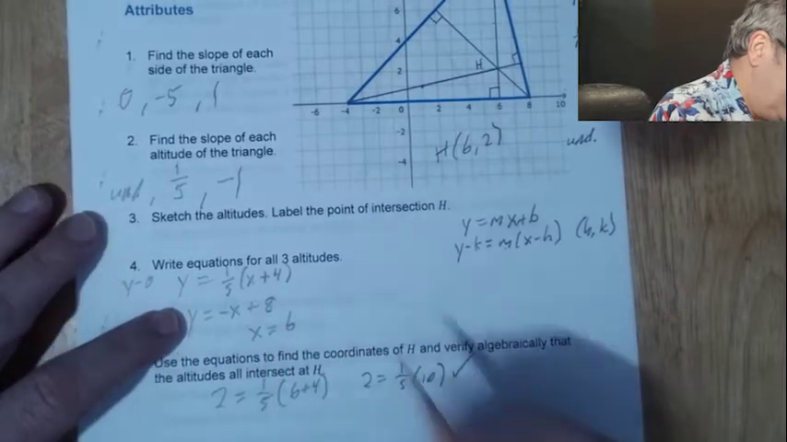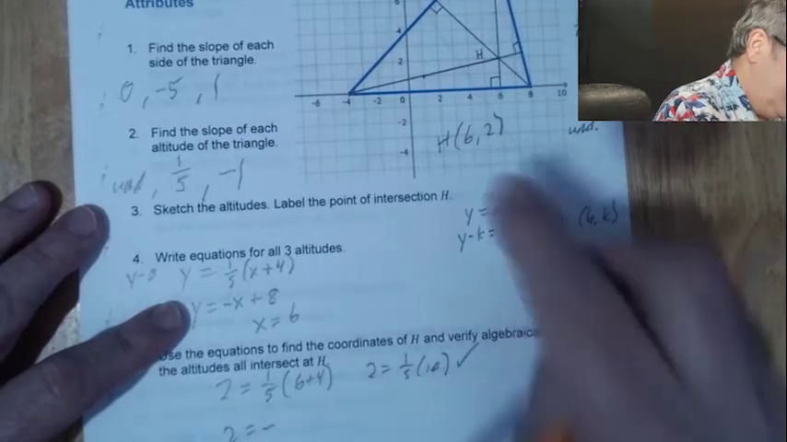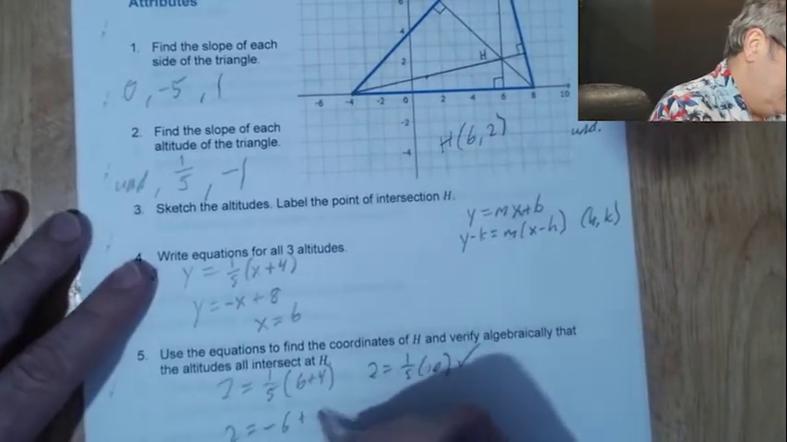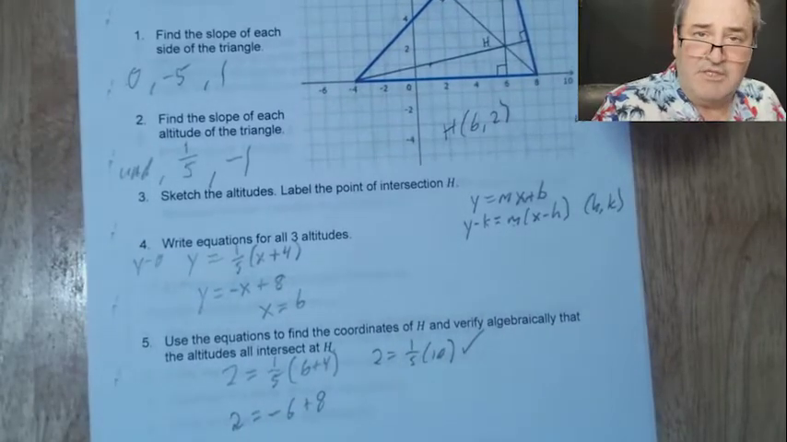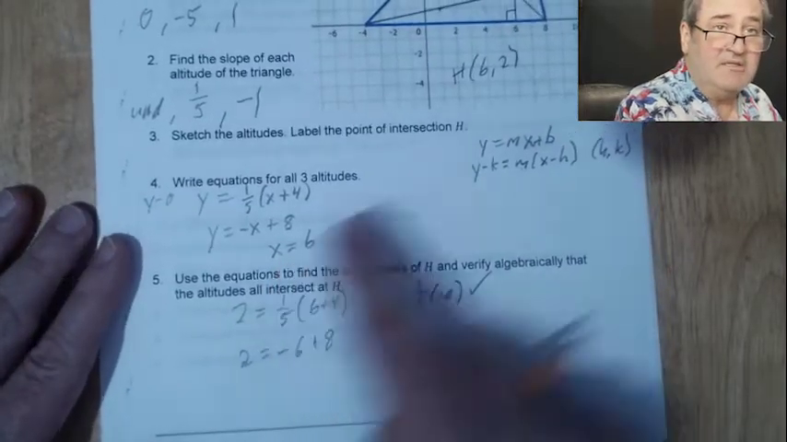Y equals negative x plus 8. So the y is 2. It's supposed to be negative 6, because that's what x is, plus 8. Does 2 equal negative 6 plus 8? Yes, it does. And finally, the last equation is x equals 6.